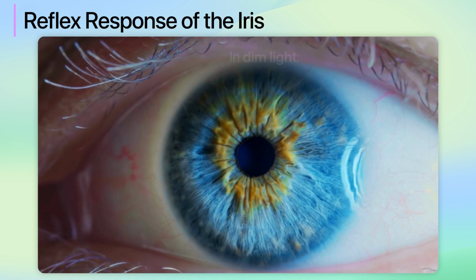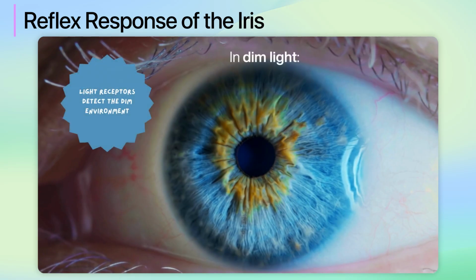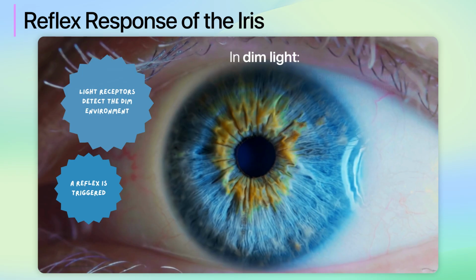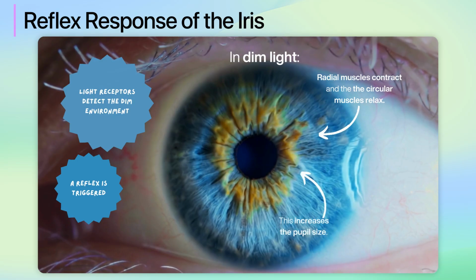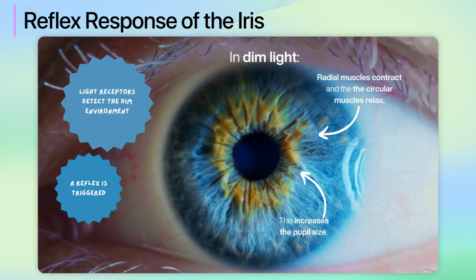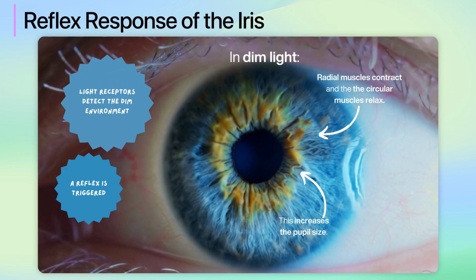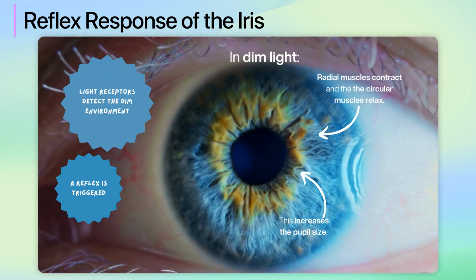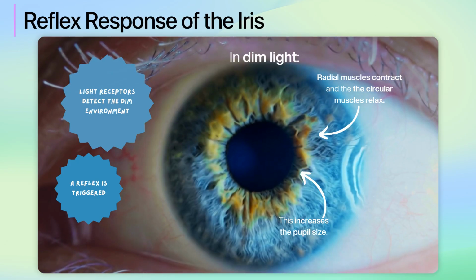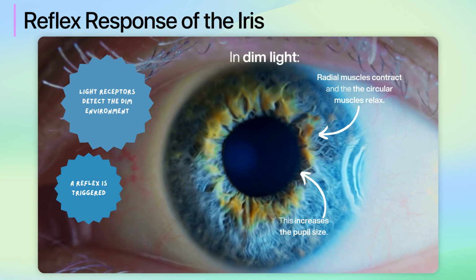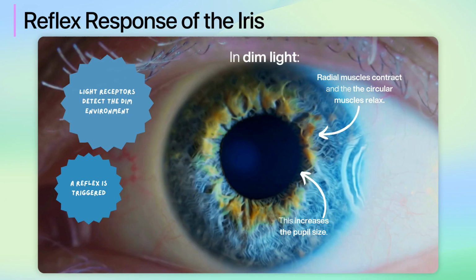When the environment is dim, the light receptors detect this. A reflex is triggered, which causes the radial muscles to contract and the circular muscles to relax. This increases the size of the pupil, allowing more light to enter the eye, which helps us see better in low lighting conditions. Understanding these anatomical features and their functions is crucial for grasping how the eye works as a sophisticated organ for vision. This knowledge is fundamental as it highlights the intricate ways our bodies maintain homeostasis and respond to environmental changes through sensory organs.